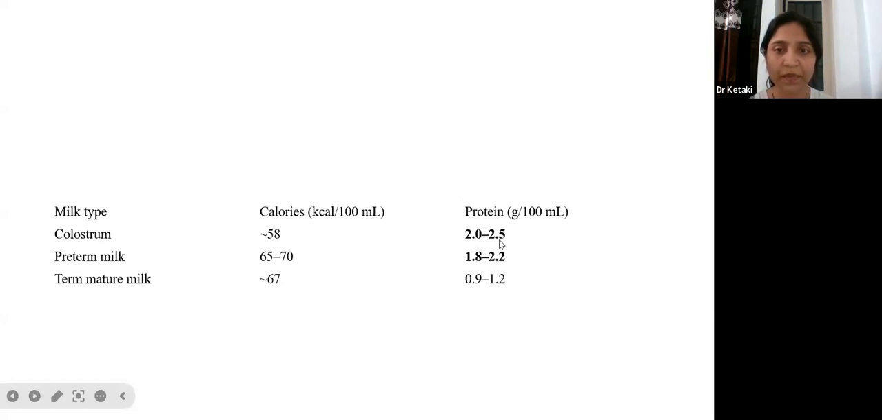About colostrum, obviously the protein content is much higher as compared to term babies, but the calories are around 58 to 60. The one point I wanted to stress is the protein content. Protein, including the IgAs and other things, is much higher in colostrum and preterm milk. So that should never get wasted.